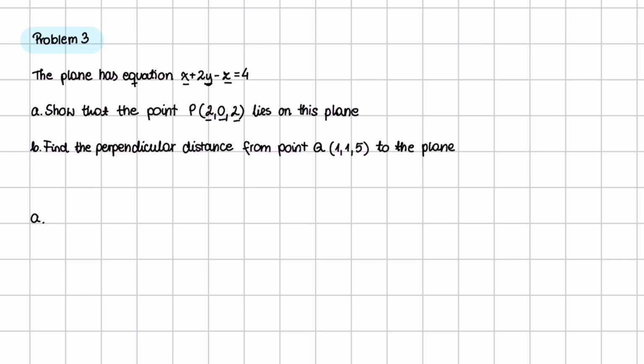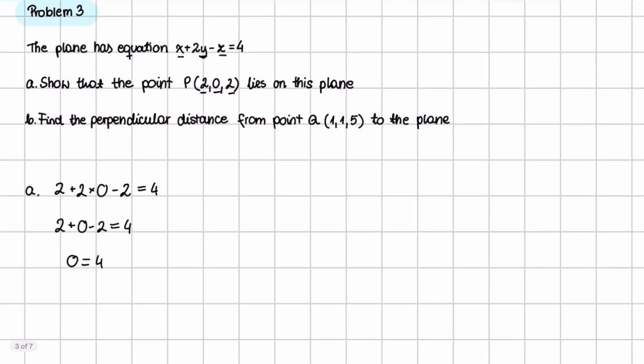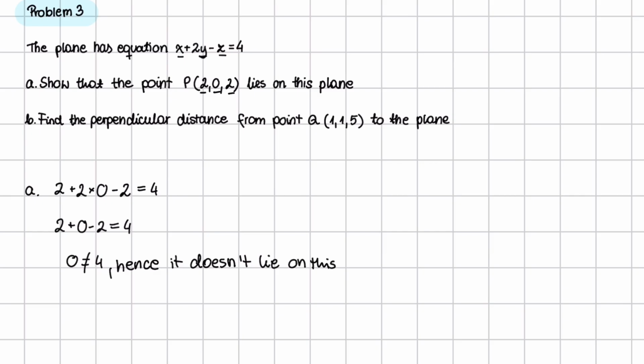So simple as that. So 2 plus 2 times 0 minus 2 equals 4. So here we have 2 plus 0 minus 2 equals 4. So 0 equals 4, so it's not true. Hence, it doesn't lie on this plane.